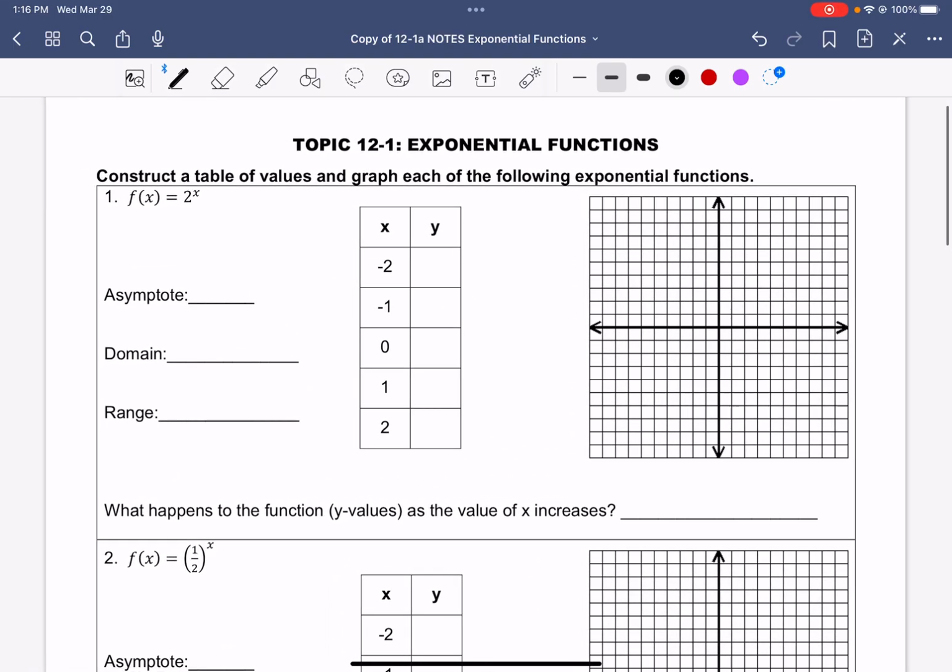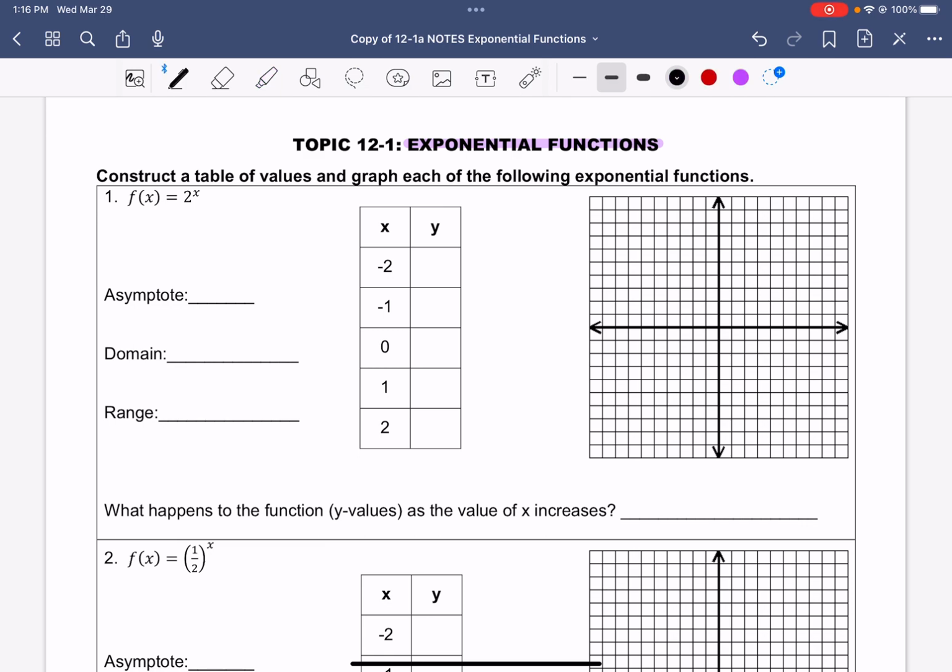All right, hey guys, we are going to go ahead and start Unit 12. It is all about exponential functions, okay? So we're going to pretty much just graph these and then answer some questions. It's just like quadratics when we talked about attributes of quadratics, like the axis of symmetry, the vertex, x and y intercepts, and so on and so forth. Now we're going to talk about the things that you can find on an exponential function.